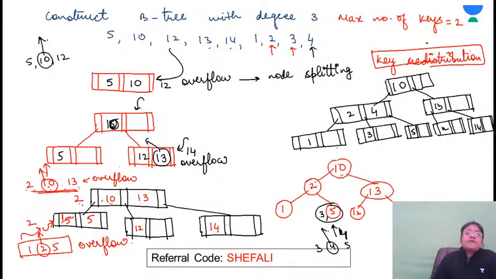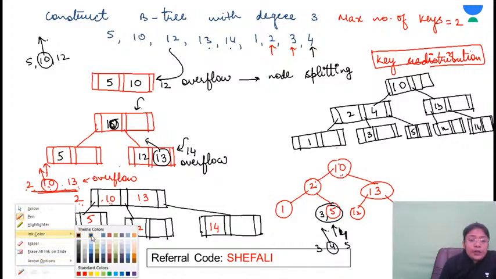But in case they are asking for the minimum number of node splittings, in that case you have to go for the concept of key redistribution. This means that before splitting the node, you need to check if that node can be adjusted by its sibling or not. Immediate sibling pe check karna, not on any other sibling. Okay, let's take the same example with the key redistribution.